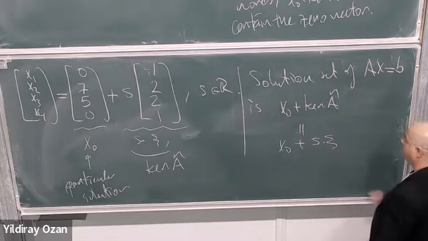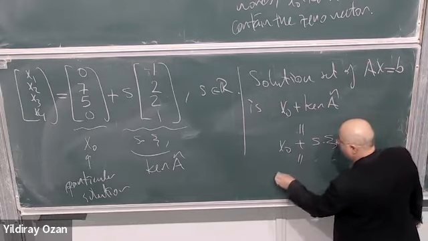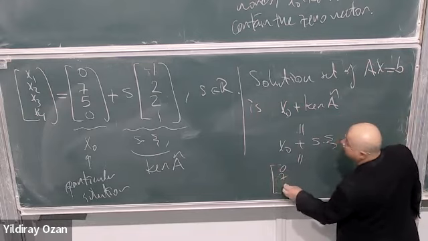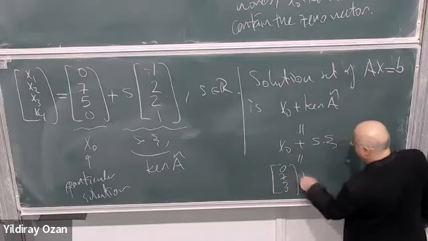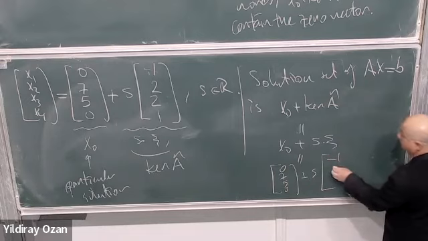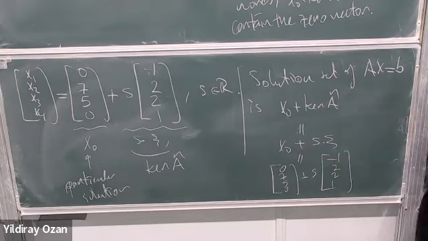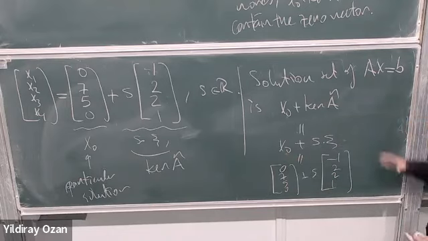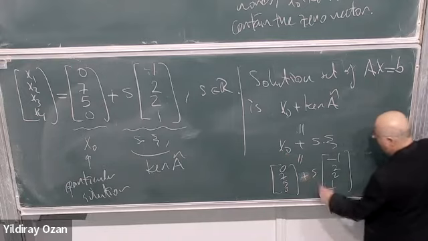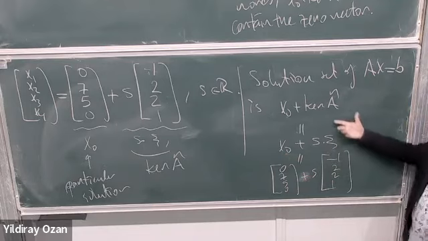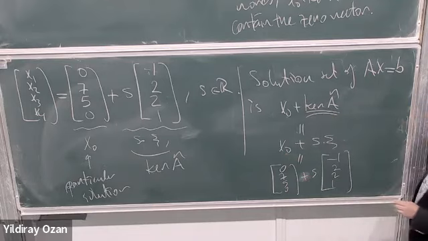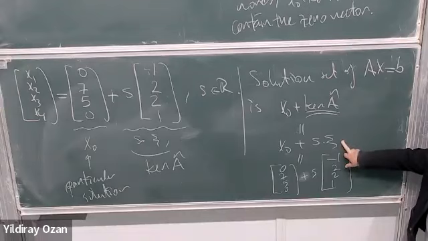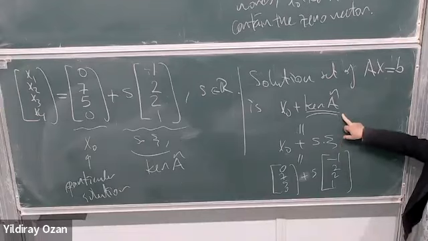And what is this? This is just X0 is 0, 7, 5, 0 plus S times -1, 2, 2, 1. This is in the kernel, and this is the particular solution. And all the solutions of this equation are these gadgets. Solution set is kind of one-dimensional, right? Kernel here has dimension 1. This is the basis element of the kernel. It's one-dimensional.